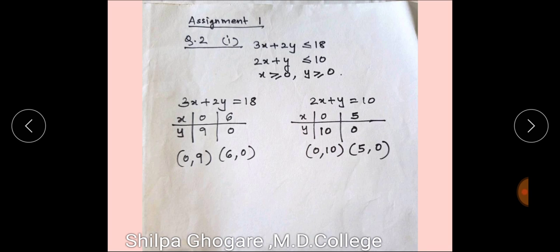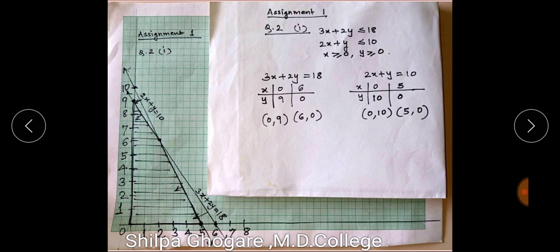Now in the second question, the first problem is these are the two inequalities, and it's a very simple problem. You can see the points here, and then the graph would look like this. Two lines are drawn, the corresponding region is shown by the small arrows, and the common region is shown by the shaded portion.